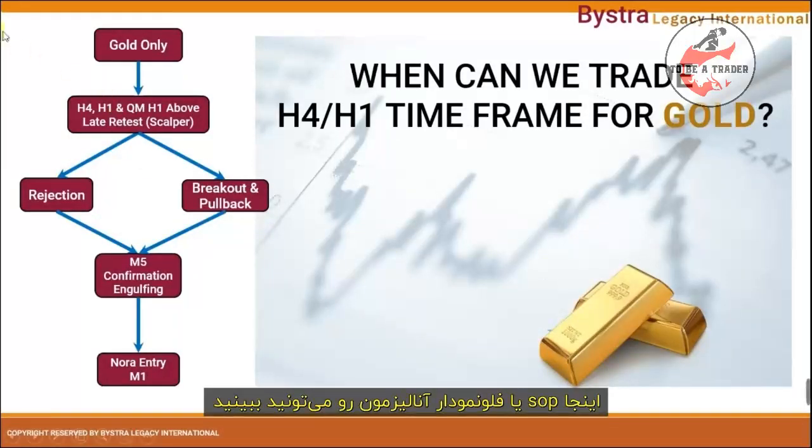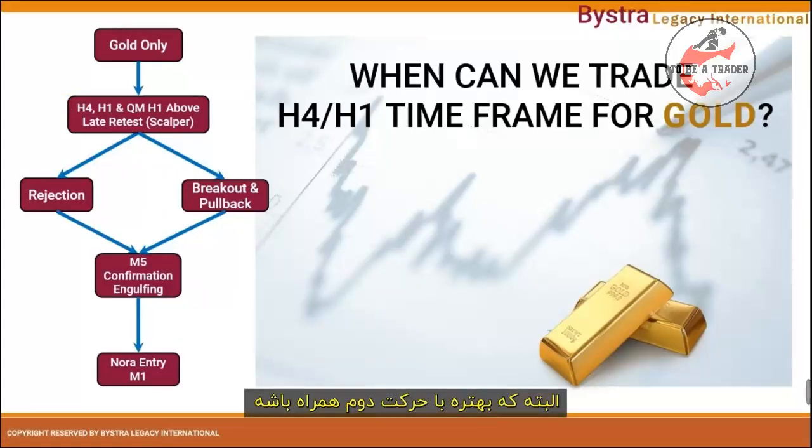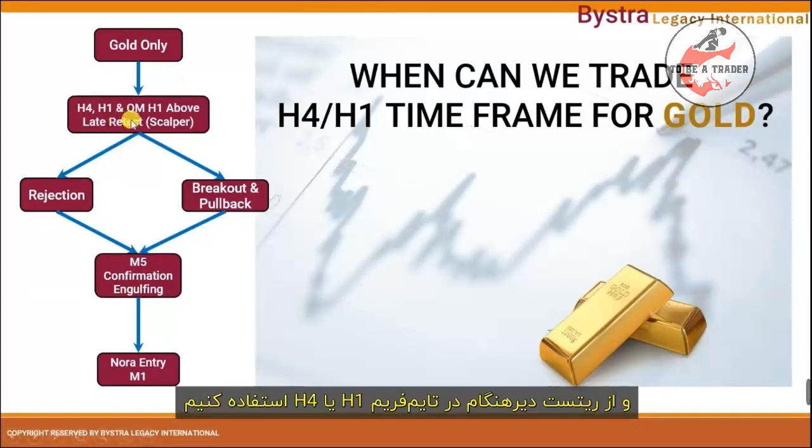So here we can see this is the SOP, or we call it the flow chart, of how we want to analyze gold. For gold we can start from the H4 time frame or the H1 time frame for danger zone SNR. Of course, it's better to come with the second movement, or we can use the QM leg retest at the H1 or H4 time frame.